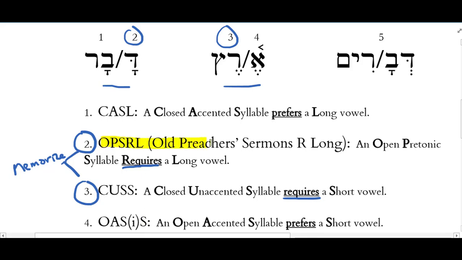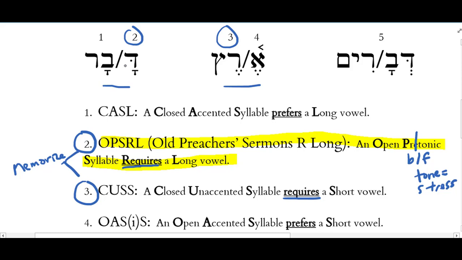I'm using a term here that you have not come across yet in our discussions together anyway, and that is pretonic. You do know what open means, but what does pretonic mean? Pretonic means before the tone, or that is to say before the stress. Pre, before. Tonic, tone, which equals stress. So a pretonic syllable is the syllable right before the stress syllable. The Hebrew requirement is that if a syllable is both open and pretonic, that is, it occurs right before the tone, then Hebrew requires a long vowel to be there.